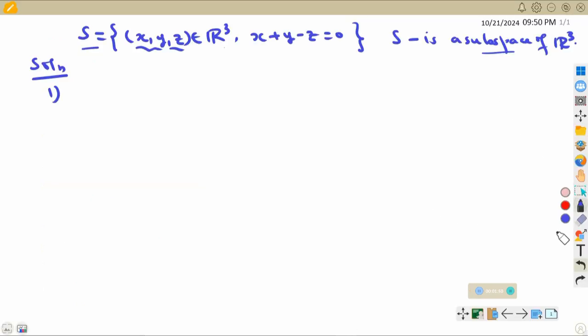Let us try to show that a 0 vector belongs to W. Let us let 0 represent the 0 vector in this set here. So if we pick the 0 vector from R3, it is the vector 0, 0, 0. So this is the 0 vector from R3.